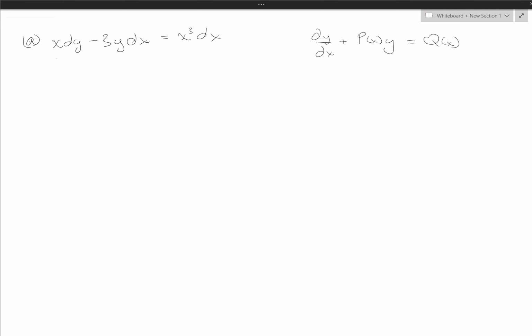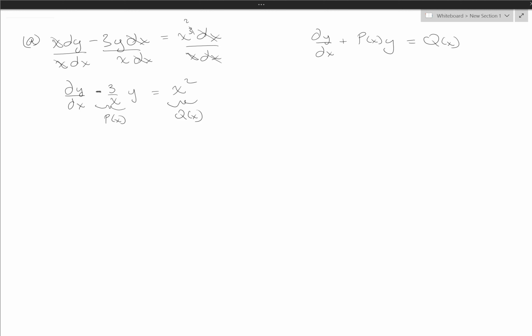So if we divide both sides by x dx, this cancels, this guy cancels, this one becomes x squared, that cancels out. So what you get is dy/dx minus 3 over x times y equals x squared. So we know that this guy is p(x), this guy is q(x).